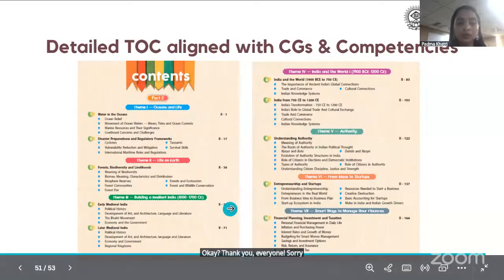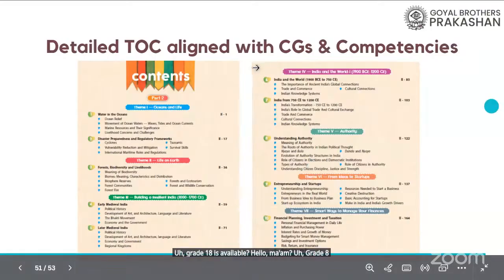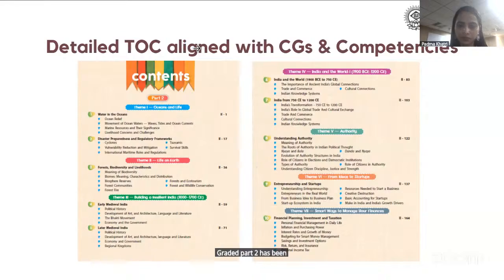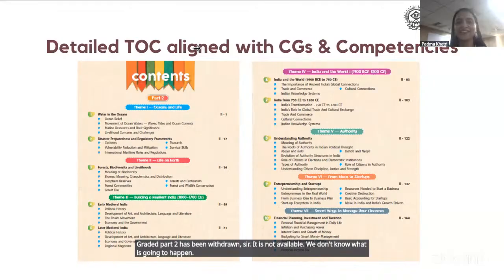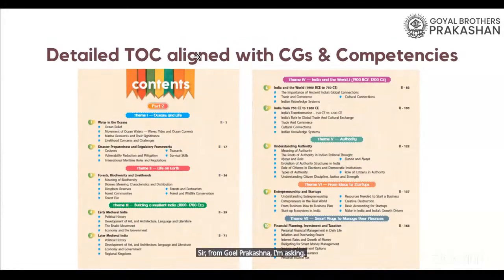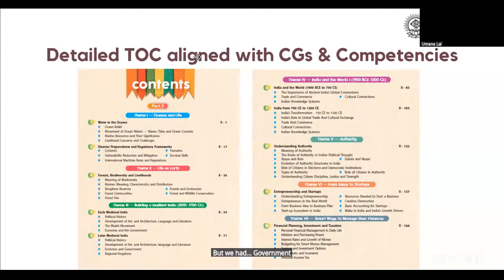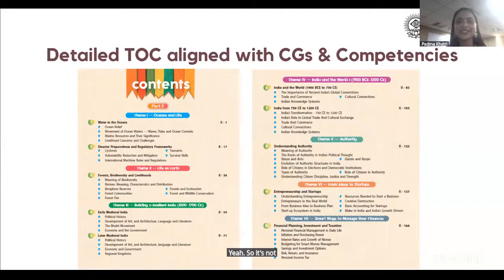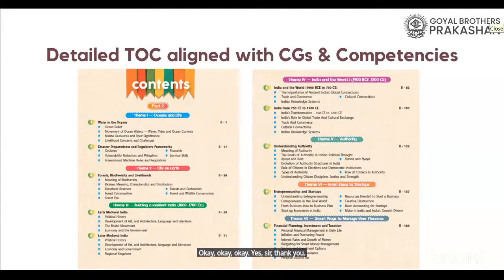Hello, ma'am. Grade 8, is it available, both parts? Grade 8 Part 2 has been withdrawn, sir. It is not available. We don't know what is going to happen. I'm asking about Goyal Prakashan. Government, so we are also afraid. Everybody is afraid. Part 1 is there, not Part 2.